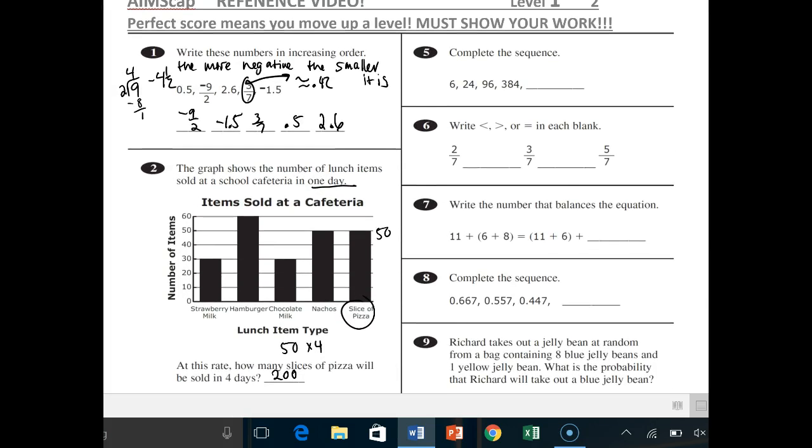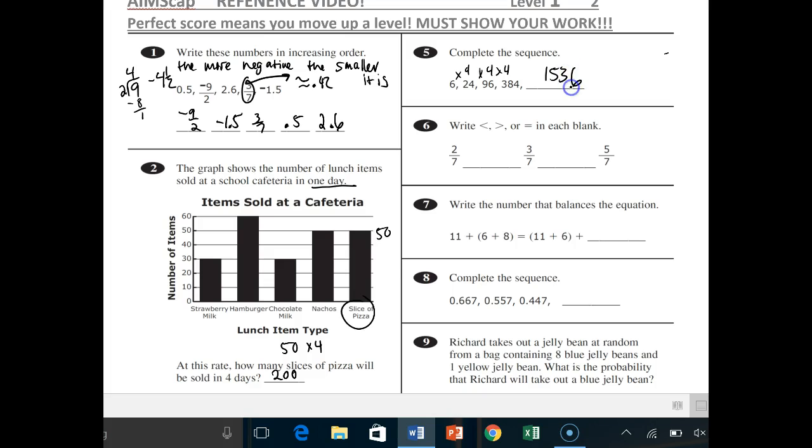For number five, complete the sequence. You have to ask yourself, okay, what's the pattern between 6 and 24, 24 and 96, etc. So here I figure out, oh, it's times 4 the whole way. Times 4, times 4. So we just have to do 384 times 4, and we get 1,536. Right?